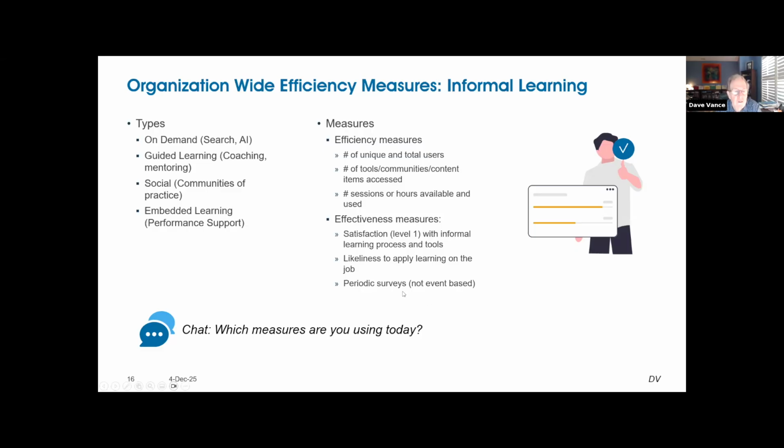Of course, you'll have to switch to a periodic survey. You can't do event-based surveys very well for informal learning, or else you drive people nuts. So maybe semi-annually or annually, you put out a survey and ask, are you a member of a community of practice? Have you used any performance support tools in the last 6 months? If so, which ones did you use? How often did you do it? And what did you think of it? Did it give you the results you wanted? Would you recommend it to others? Now you've got both efficiency and effectiveness measures for your informal learning.